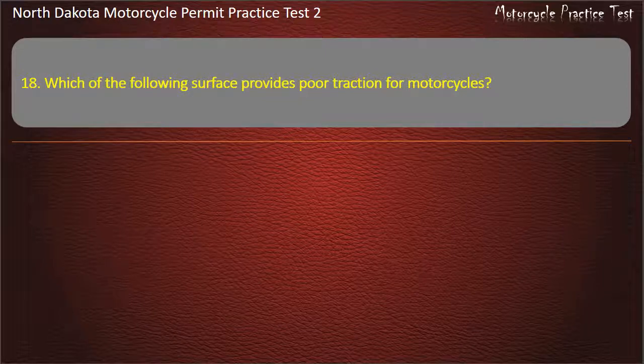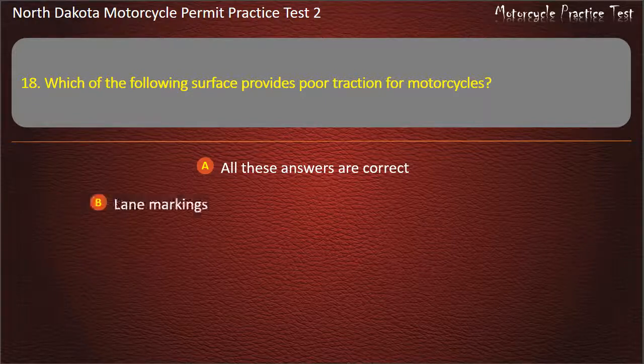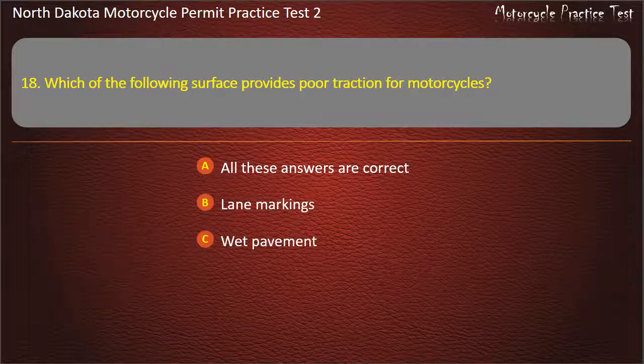Question 18. Which of the following surfaces provides poor traction for motorcycles? All these answers are correct. Lane markings. Wet pavement. Gravel roads. Answer: All these answers are correct.